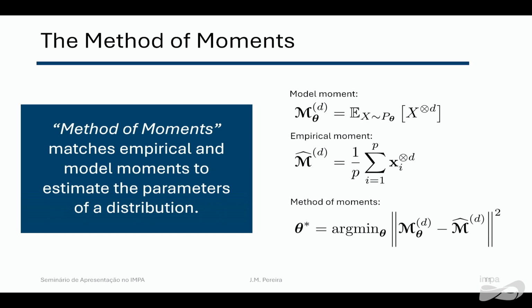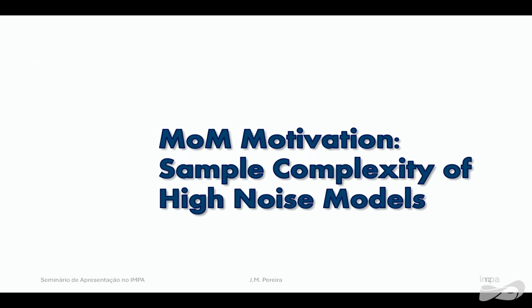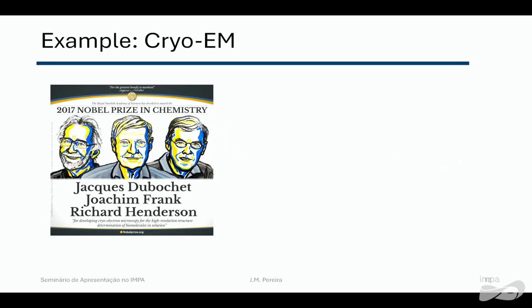How did I come to start working on this method of moments? It actually came from an application in biology and information theory. In my PhD, I worked on this problem called cryo-electron microscopy. This is a very nice technique in biology that has gotten a lot of attention, especially after getting the Nobel Prize in Chemistry in 2017, which was given to these three people for the invention and discovery of cryo-electron microscopy. I haven't explained what cryo-EM is. It's a way to determine the 3D structure of molecules.